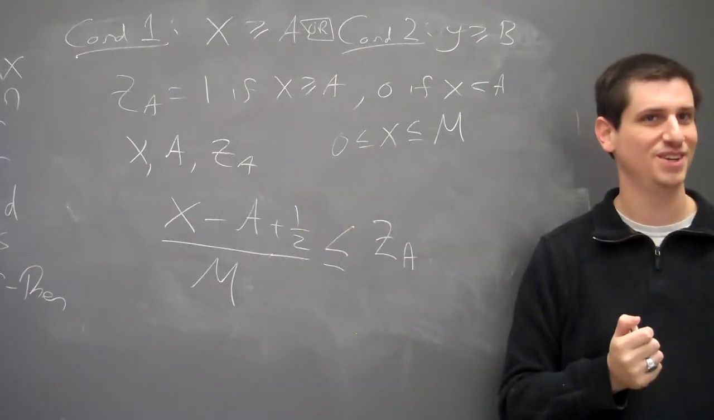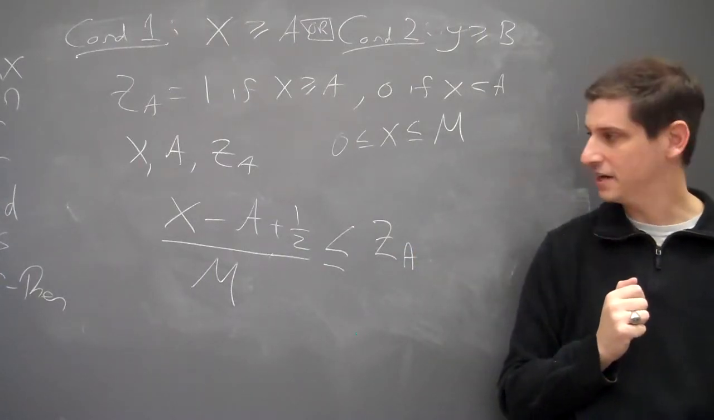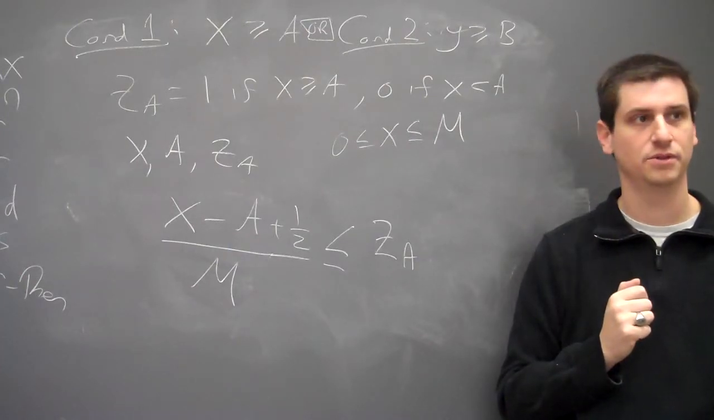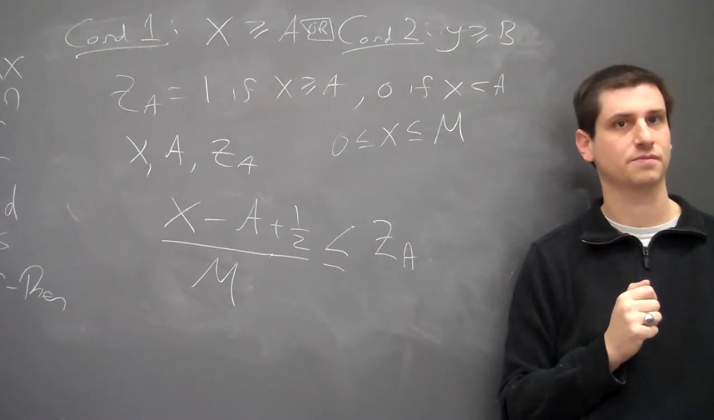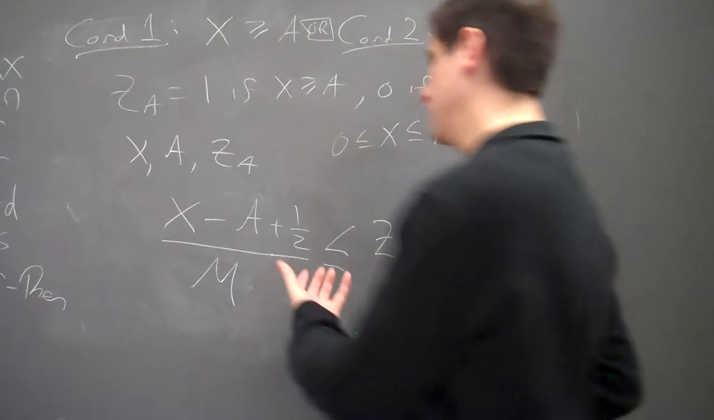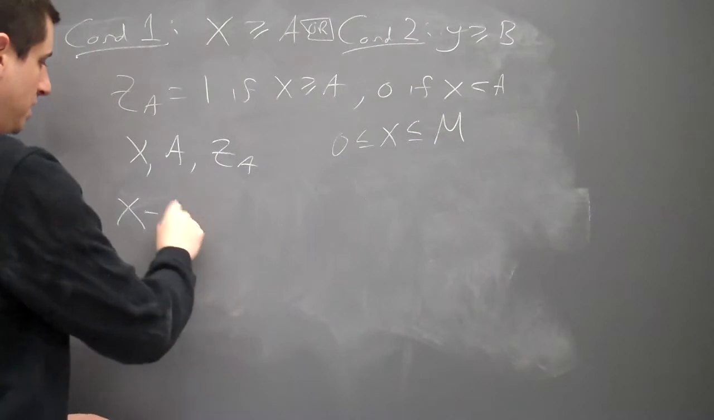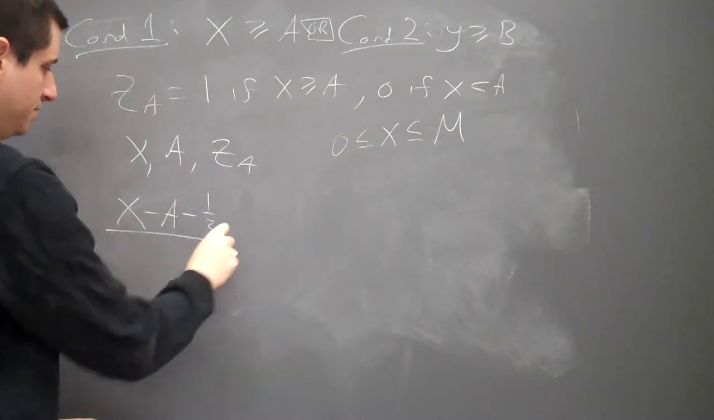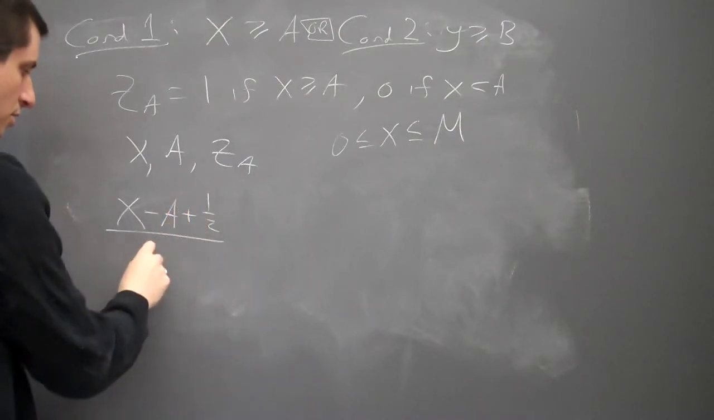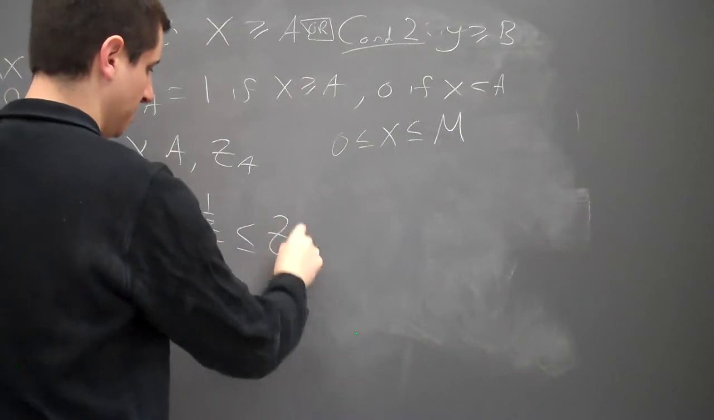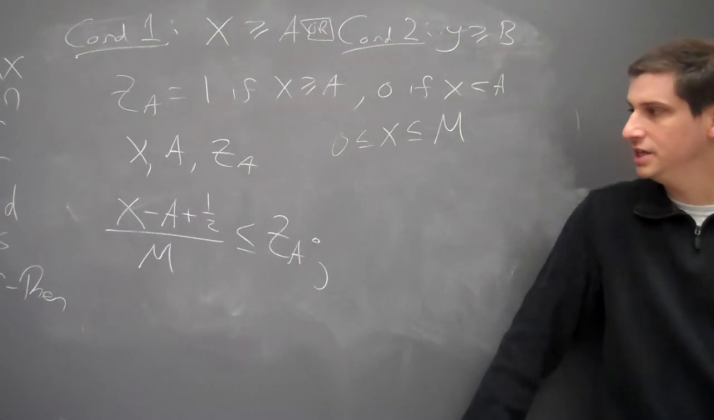Unfortunately, that's only half the problem. Now we need to force it to be 0 if x is less than a. Well, if x is less than a, this quantity is negative, it provides no information. So we need something now to handle the case when x is negative. So let me just move this over a little bit. So we have x minus a plus a half, over m, less than or equal to ZA. Alright, so now we need something that will force it to be 0 if x is less than a.